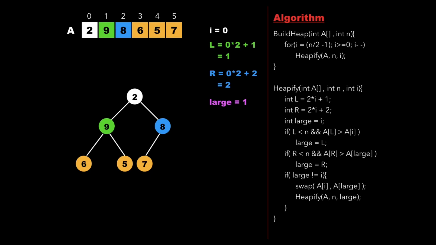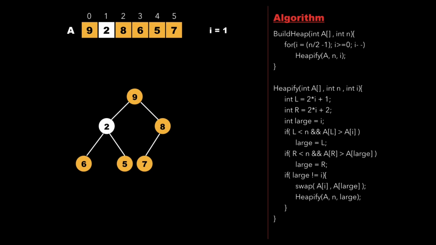Since both values are different, therefore we swap the elements A of I, which is 2, and A of large, which is 9. We swap both these elements and again call the heapify function with the value of I as large. Since the value of large is 1, therefore we call the heapify function for the node 2.